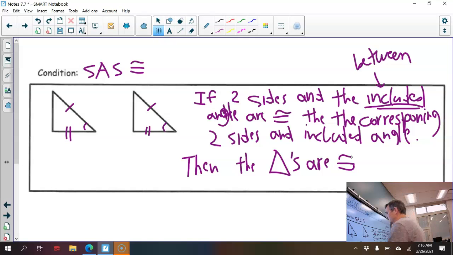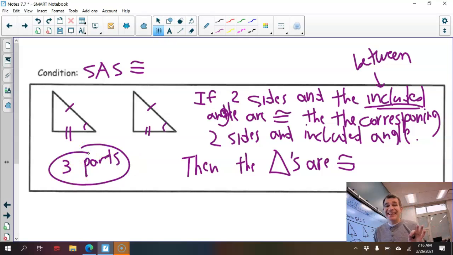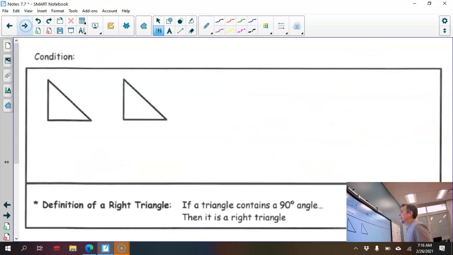All of these theorems require 3 parts to be congruent, just in a specific order. This one is 2 sides and an angle, but the angle must be between the 2 sides. And this brings us to the last one on the back here.